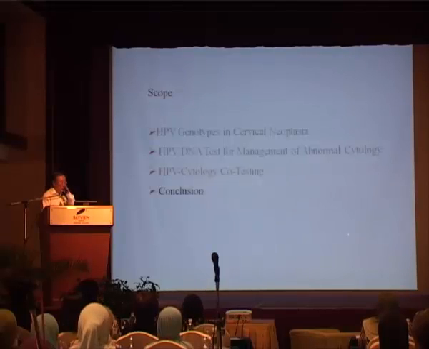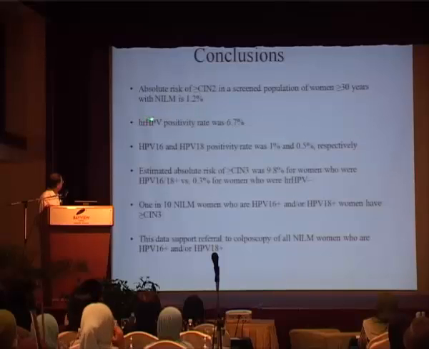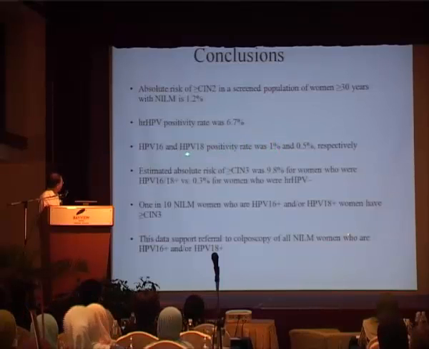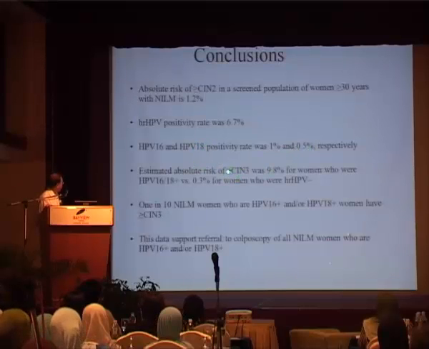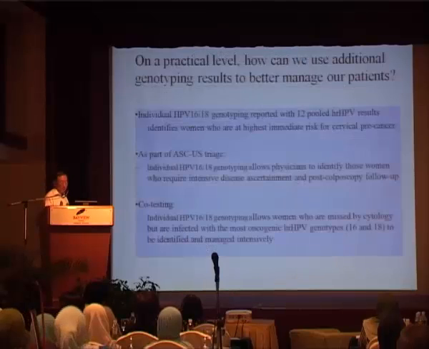So I have finished my presentation of the data. I just want to conclude that the ATHENA data show that the absolute risk of CIN2 or more severe lesion in the screening population of women above 30 years old is about 1.2%, and the high-risk HPV DNA positivity is 6.7%, of which 1% will be 16 positive and 0.5% 18 positive. In terms of absolute risk of CIN3 lesion, 9.8% of them were in the group of 16 and 18 positive, and they ought to be considered for immediate management.